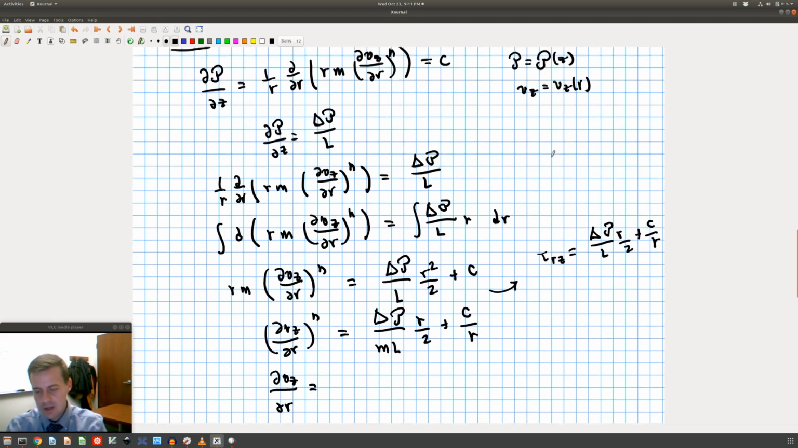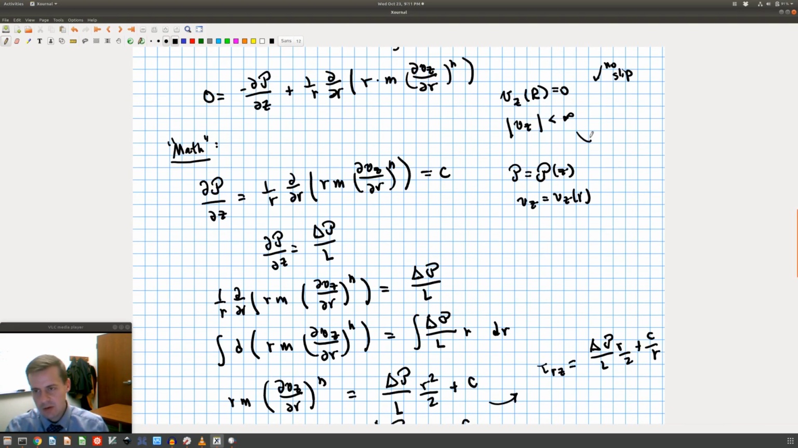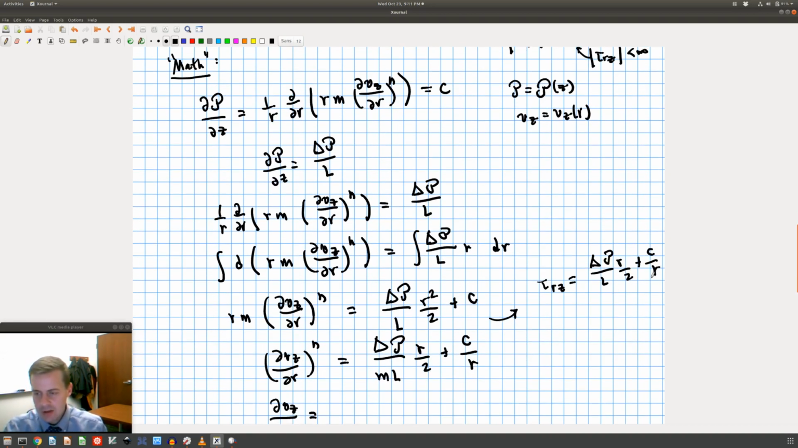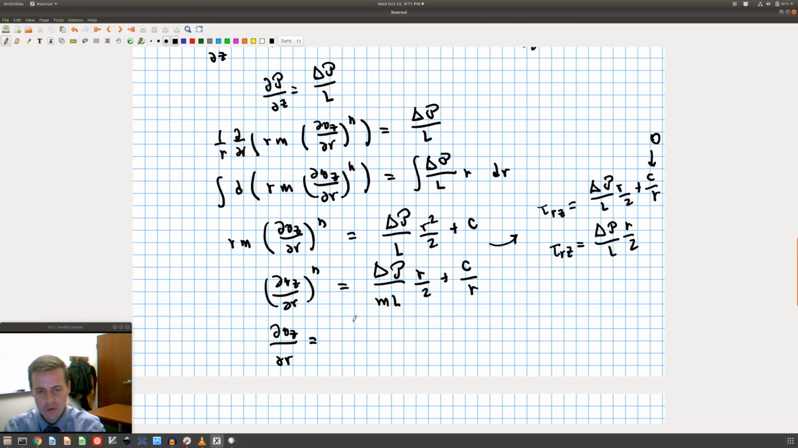And just like I can say that Vz has to be bounded, I can also say that tau Rz has to be bounded. That's really convenient right here because I have an r in the denominator, and so when r goes to 0, tau Rz blows up, and so I can say that this constant right there is 0. So tau Rz is actually going to be equal to delta dynamic p over L r over 2, and that constant is just gone. That makes this nth root a lot easier because that term goes away, since I found out it was 0. And now I can say this is delta dynamic p over m L r over 2 to the 1 over nth power.